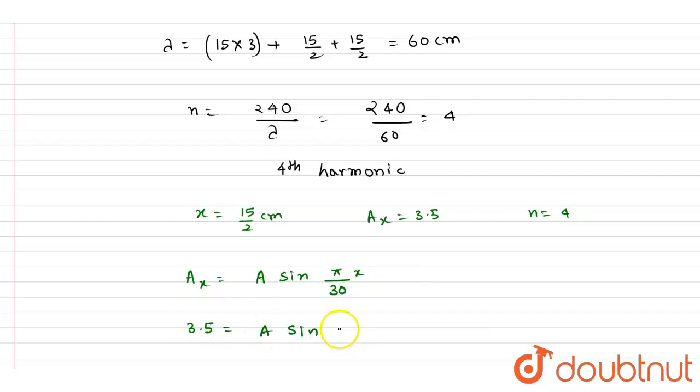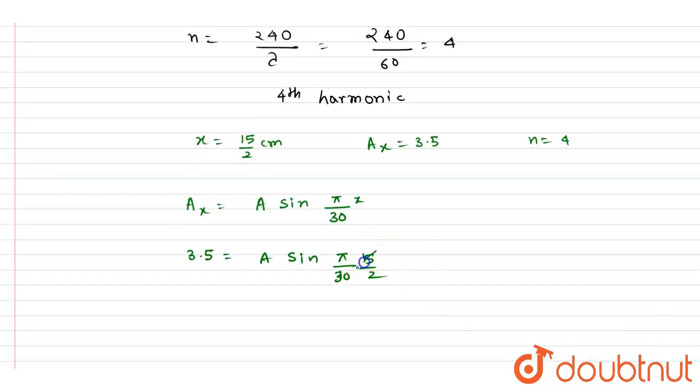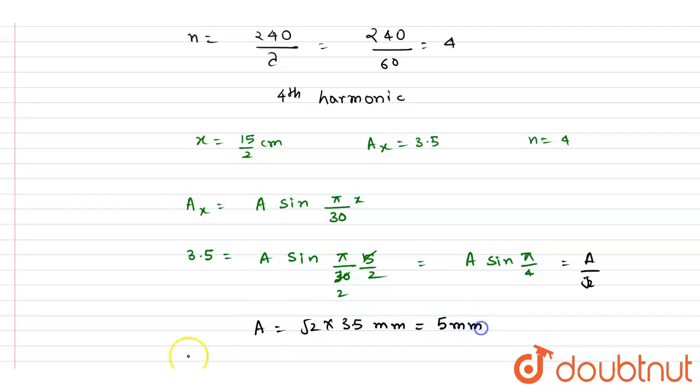So I will write down. This will get cancelled out and you will get sin π by 4. Sin π by 4, we know, is 1 by root 2. So it is A by root 2. So from here we can write down A is root 2 into 3.5 mm. So it will be 5 mm. Maximum amplitude we got is 5 mm, and this is the answer.